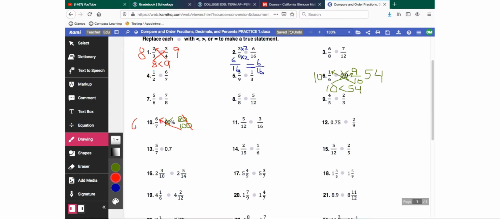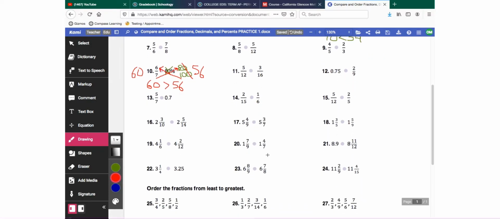So you can do 10 times 6. You can do 7 times 8. And then compare the numbers. You can see 60 is greater than 56. So the same thing is true for the fraction and the percent above it. So 6/7 is greater than 80%. Okay, I think we can do another one.